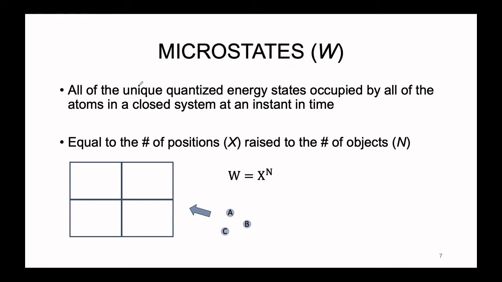A microstate is all of the unique quantized energy states that are occupied by all of the atoms in a closed system at some instant in time. So this is a really technical definition, but really what we're looking at is the discrete number. Since this is what quantized means, we're looking at the discrete number of energy states of the system occupied by all atoms in a closed system at an instant in time. We can wrap up in one thing by saying we're looking at all of the unique quantized energy states of the system.